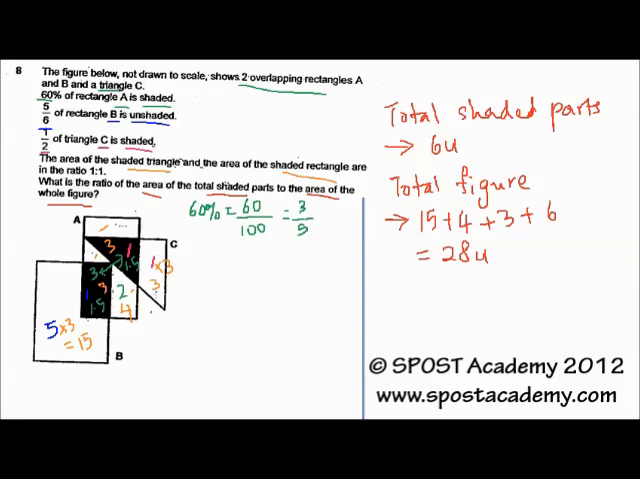But the question is asking for the ratio of shaded to the whole figure. So it'll be 6 is to 28, and if we reduce to the lowest term, it'll be 3 is to 14.